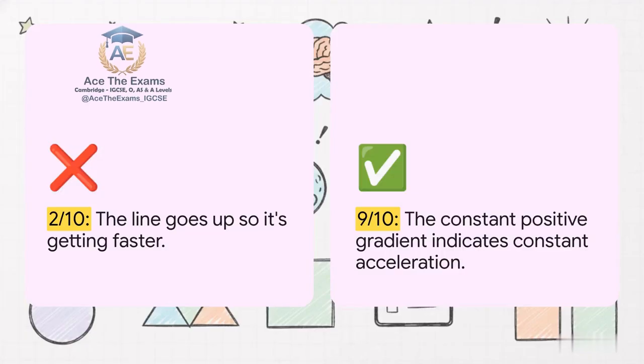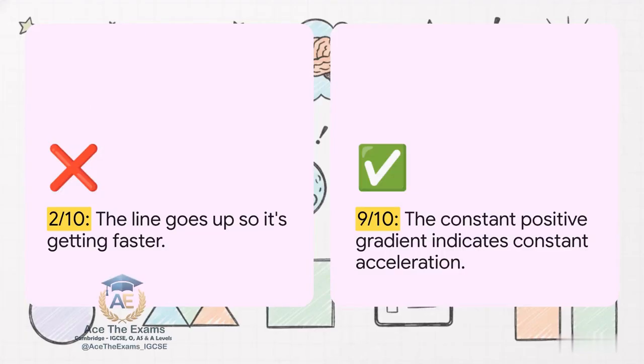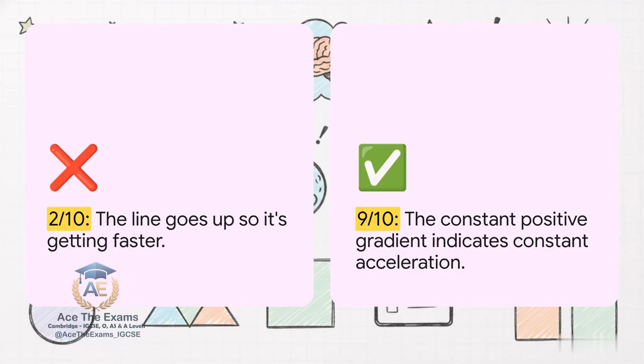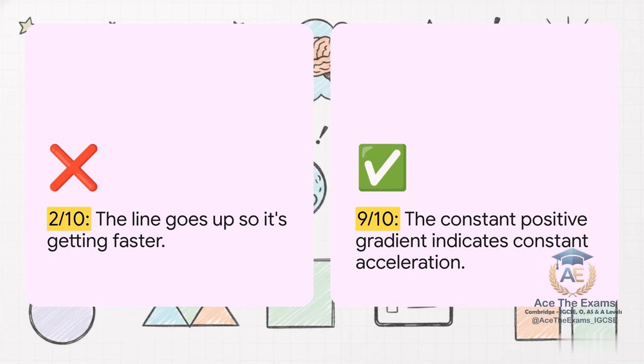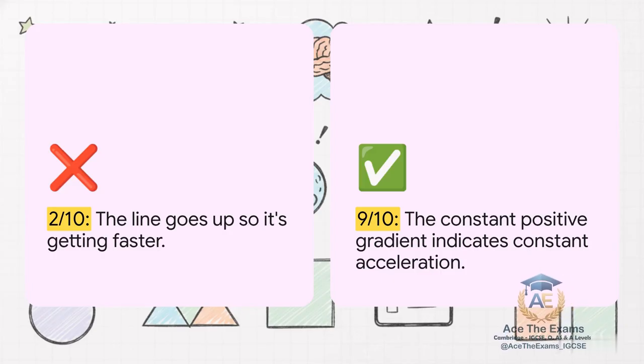Right, let's just jump straight into the deep end with a before and after shock. Look at this painfully flawed 2 out of 10 student answer. It says the line goes up, so it's getting faster. Ouch! Now compare that to a top band 9 out of 10 answer. The constant positive gradient indicates constant acceleration. It's the exact same graph, but it results in entirely different marks. If you want to secure those grade boundaries and actually protect your score, we've got to shift your mindset to that top band approach right now.